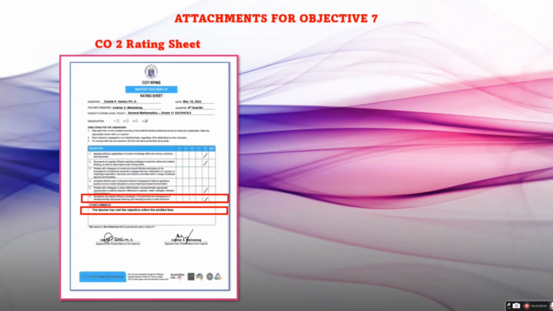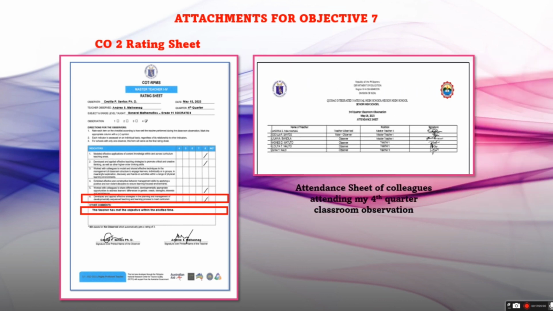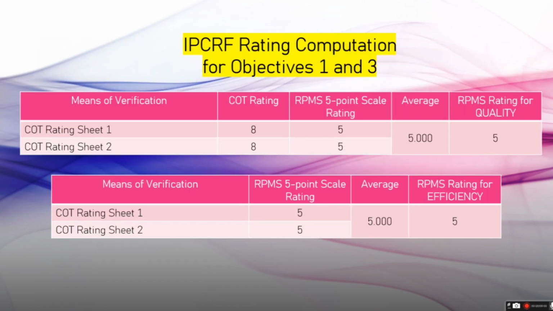Objective, we provide the classroom observation 2 rating sheet, or our fourth quarter classroom observation, and highlight the score we get from indicator number 6, and of course the note from our observer whether or not we met the objective within the allotted time, and a proof of attendance of colleagues during our classroom observation. This time, I chose to attach the attendance sheet. With this, we are now ready to compute for our IPCRF rating.